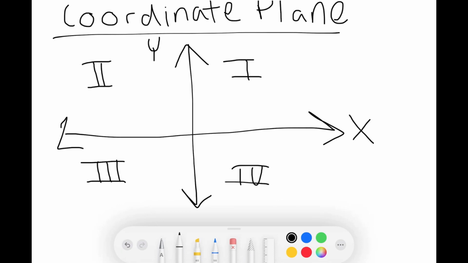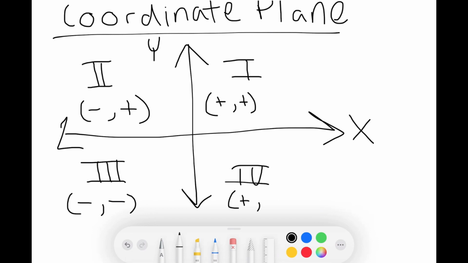Now, in each of these 4 quadrants, some ordered pairs are negative, some points are positive. So in quadrant 1, the x is always positive and the y is always positive. In quadrant 2, the x is always negative and the y is always positive. In quadrant 3, both x and y are always negative. And then in quadrant 4, x is positive and y is negative.